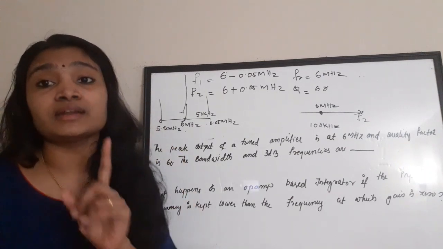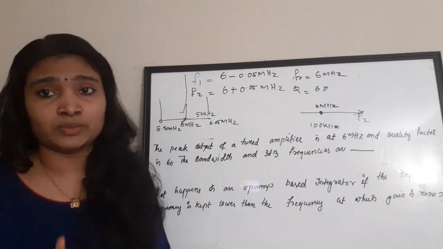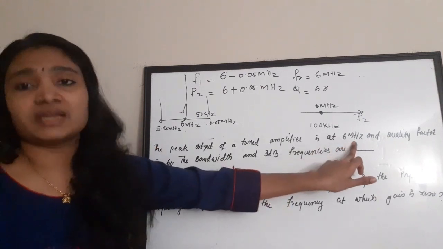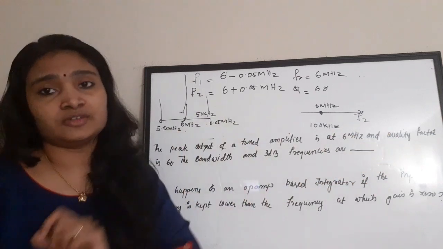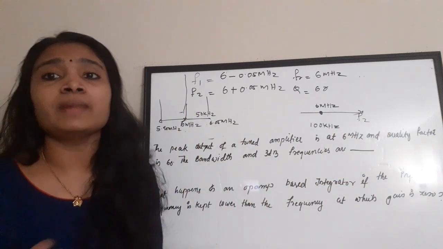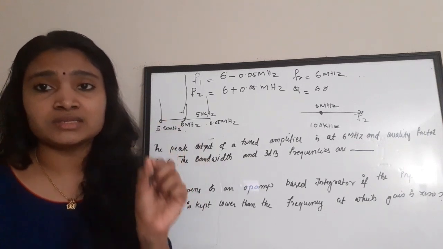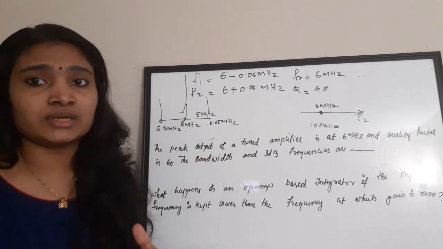You are given the resonance peak frequency, the frequency at which the resonance peak is occurring. It is 6 megahertz, and you are also given the quality factor. From this you need to find the bandwidth. There is a direct relation: quality factor is equal to peak or resonance frequency divided by bandwidth. From that you can find the bandwidth.